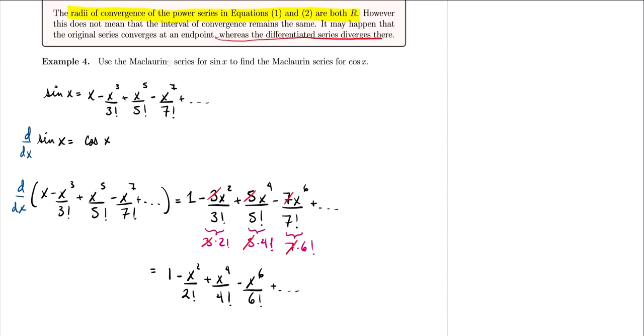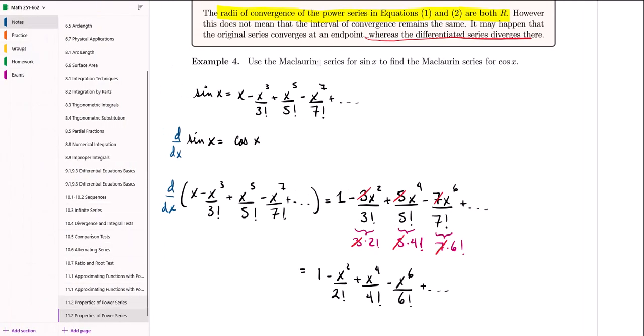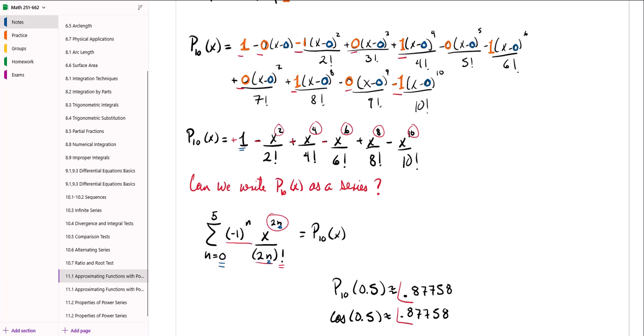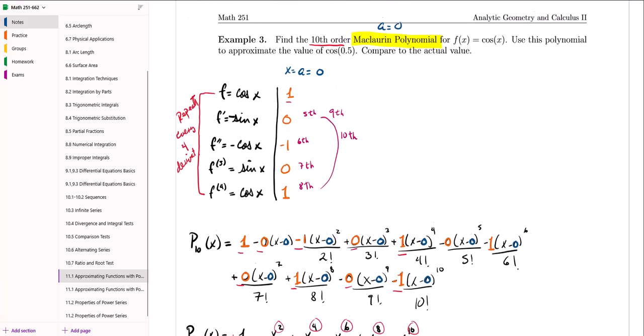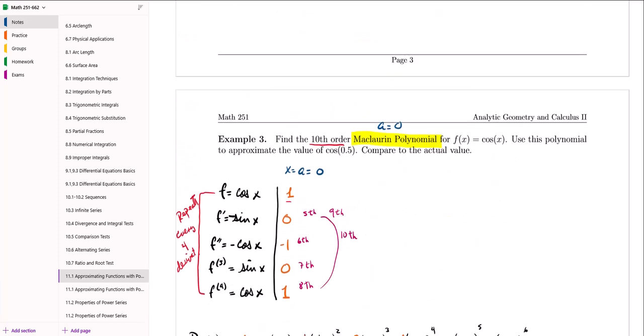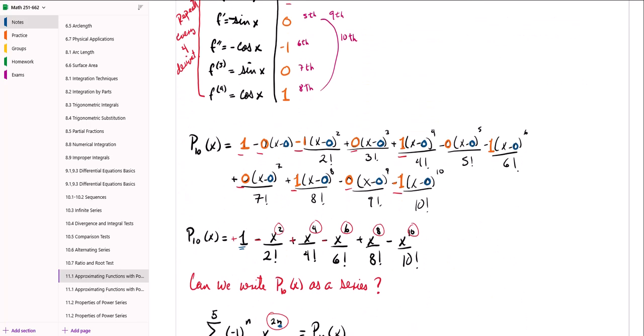Now, does this series look familiar? I hope so, because we already encountered this series all the way back in section 11.1 when we were discussing the Taylor polynomial, more specifically the 10th order Maclaurin polynomial for the cosine of x. It is the same thing, except that in that example we went all the way to x to the 10th over 10 factorial.